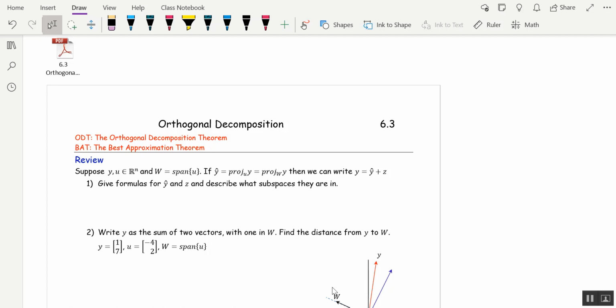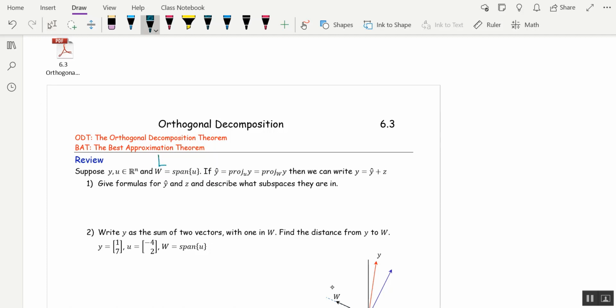Welcome to 6.3. Today we're going to generalize what we did last time. In order to do that, I'm going to start with a review problem, but I'm going to change up the letters a little bit. Suppose we have two vectors, y and u in Rn. This is like before, but I'm going to call the span of u W instead of L.